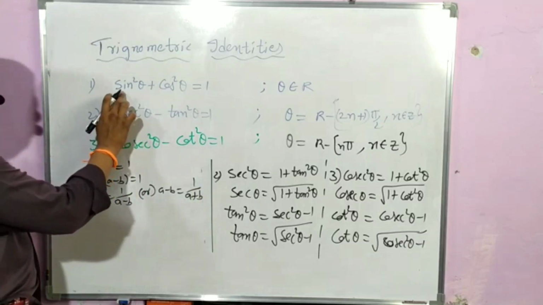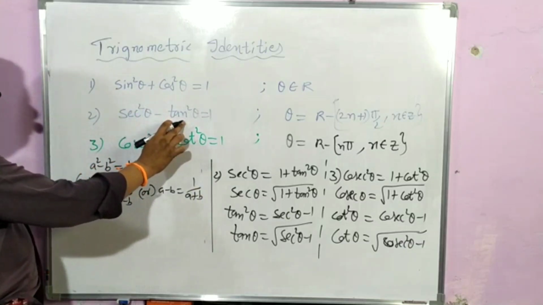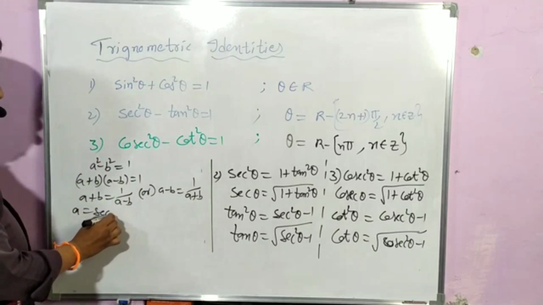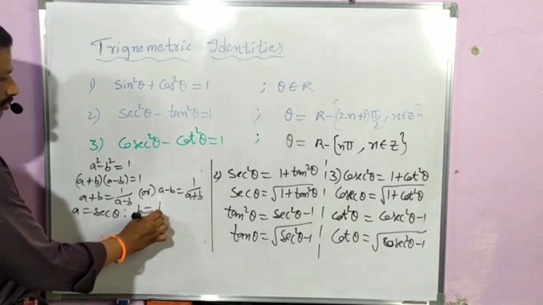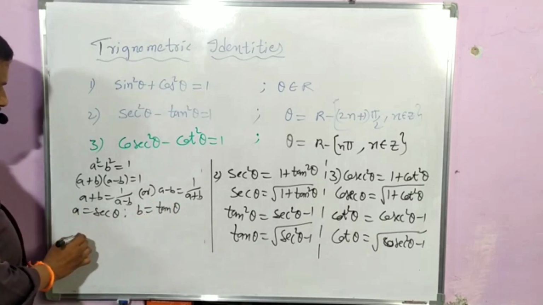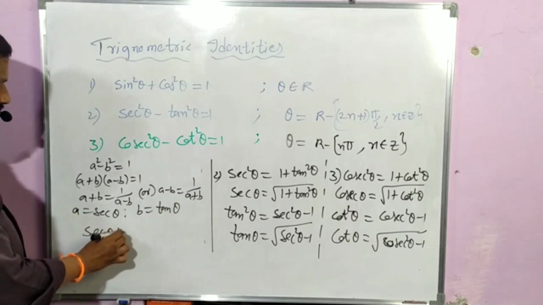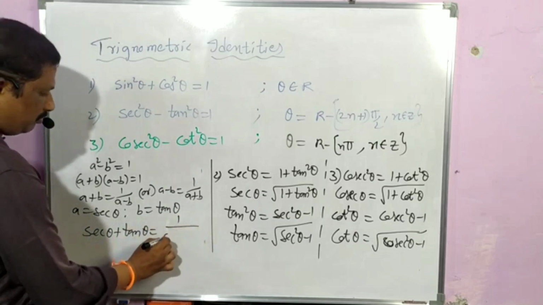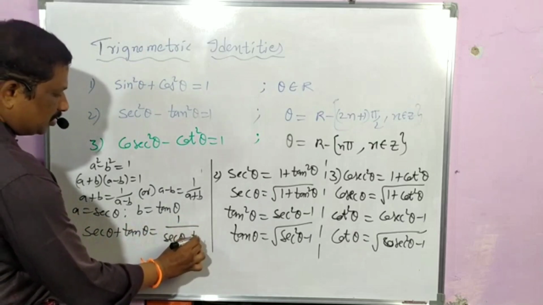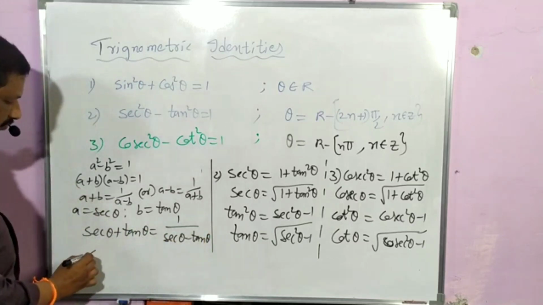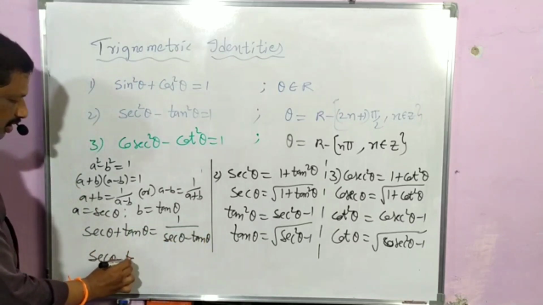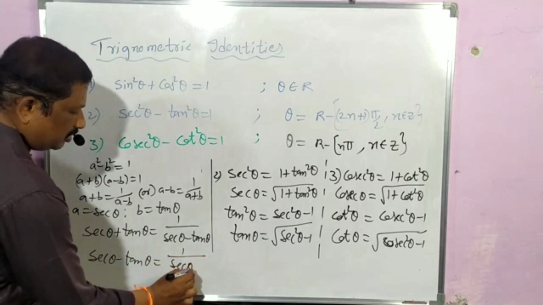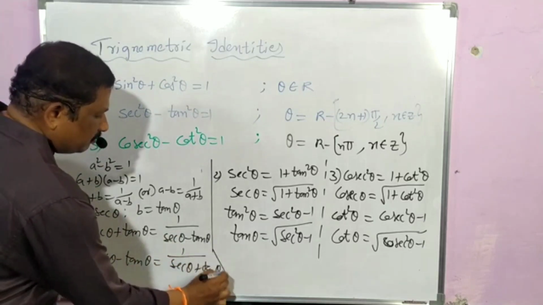If a is equal to secant theta and b is equal to tan theta, then secant theta plus tan theta is equal to 1 by (secant theta minus tan theta). Same way, secant theta minus tan theta is equal to 1 by (secant theta plus tan theta).